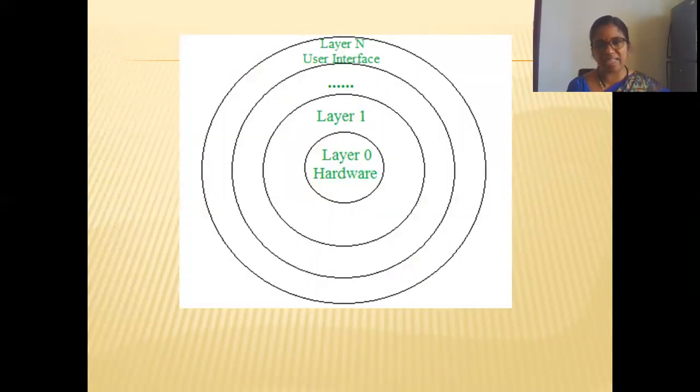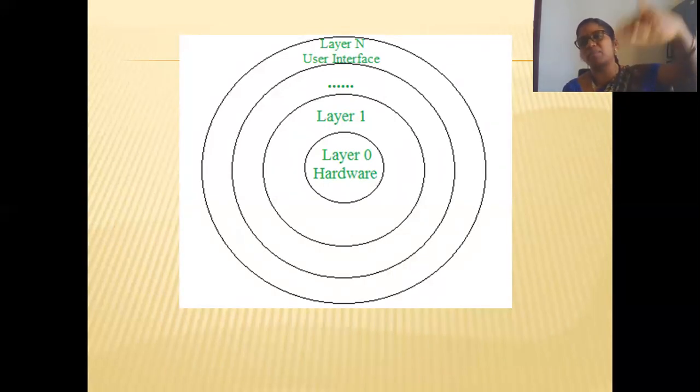So like this, in the layered approach, layer 0 is entirely hardware, layer 1 is CPU scheduling, message passing, everything comes here, memory management, file management, everything will be deferred from one layer to another layer.